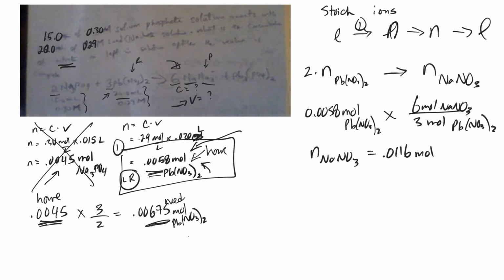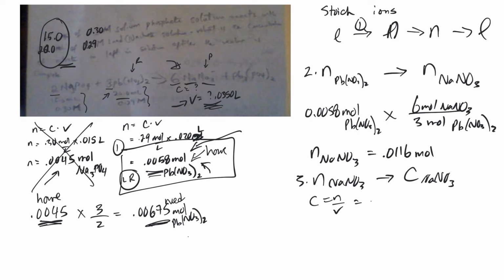Now, one of the problems I have with this question is that I don't know what the volume for this is. They didn't say what the volume is. But I guess if it's reacting, this volume here will be the combined volume of both of those substances that I started with. So the volume would be 15 and 20 is 35 milliliters, or 0.035 liters. Okay, so the third step is to take the moles of sodium nitrate and convert it to concentration of sodium nitrate. So C equals n over V. The number of moles, 0.0116 moles, and the volume is 35 milliliters, or 0.035 liters.